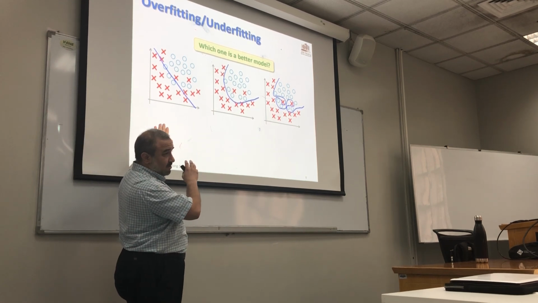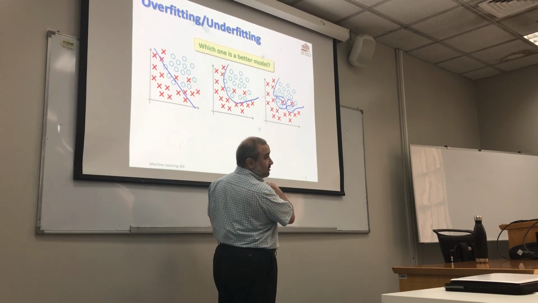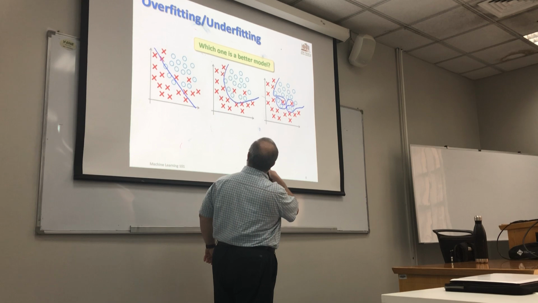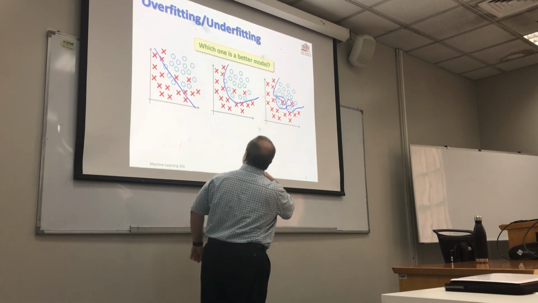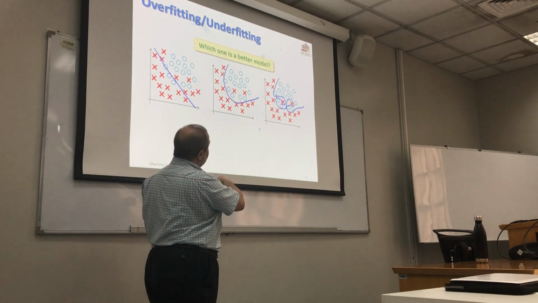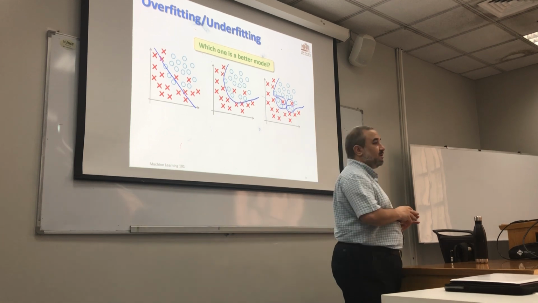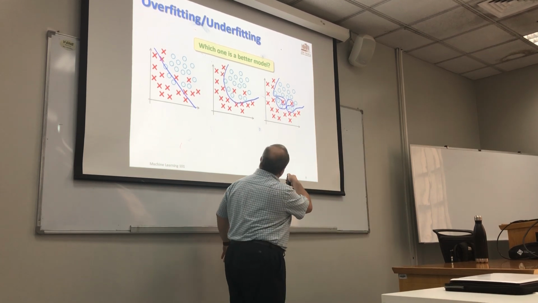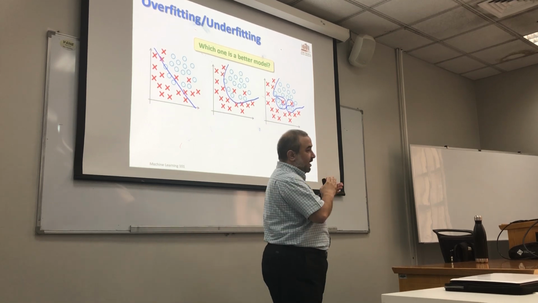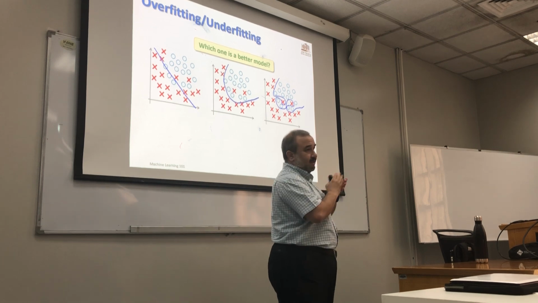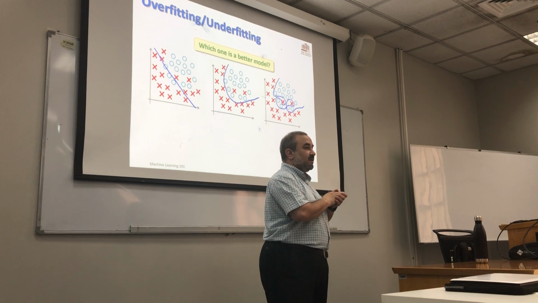So in this case we have some errors. Here, it seems like we have fewer errors, and it seems like this is capturing the blue class much better. Here, we are getting no errors at all. The curve here is perfectly distinguishing between the two classes, right? So based on that, which one is the best? The last one, right? No.